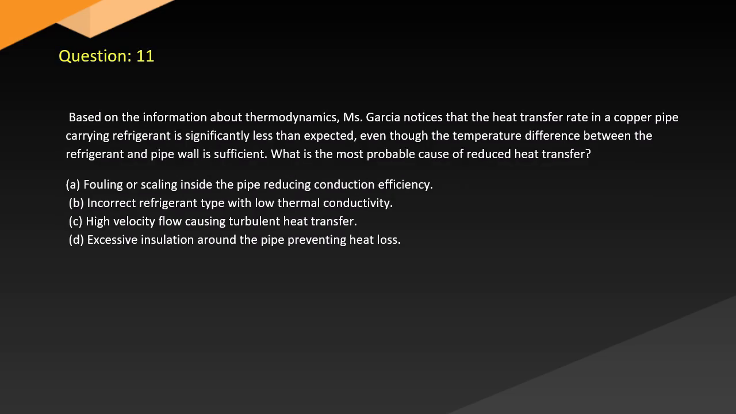Question 11. Based on the information about thermodynamics, Garcia notices that the heat transfer rate in a copper pipe carrying refrigerant is significantly less than expected, even though the temperature difference between the refrigerant and pipe wall is sufficient. What is the most probable cause of reduced heat transfer? A. Fouling or scaling inside the pipe, reducing conduction efficiency. B. Incorrect refrigerant type with low thermal conductivity. C. High velocity flow causing turbulent heat transfer. D. Excessive insulation around the pipe preventing heat loss.